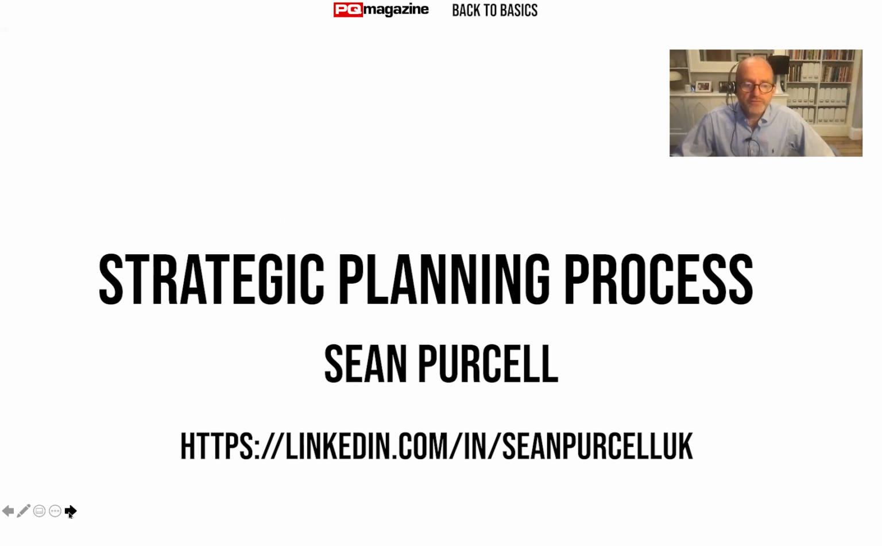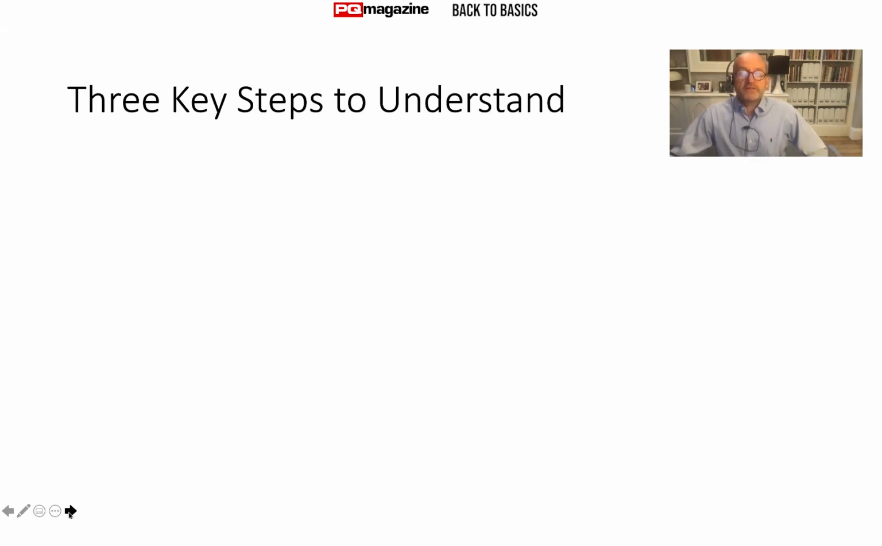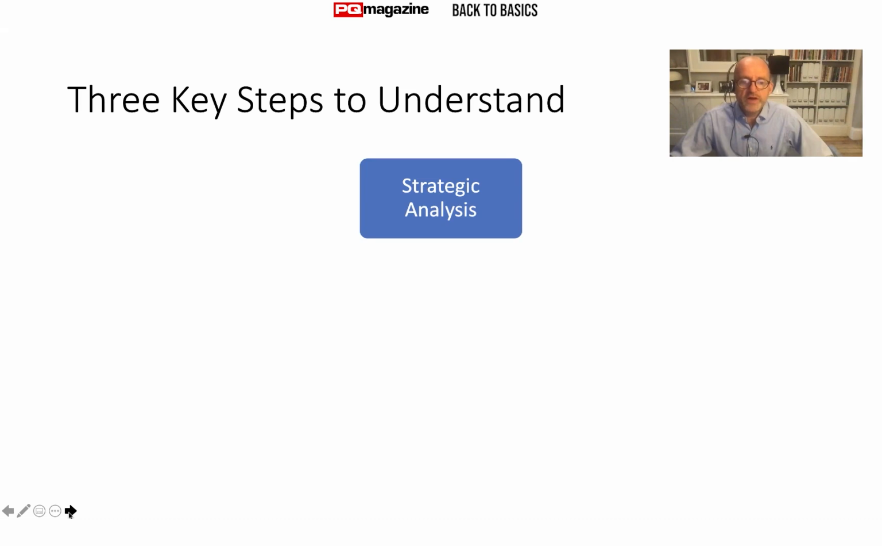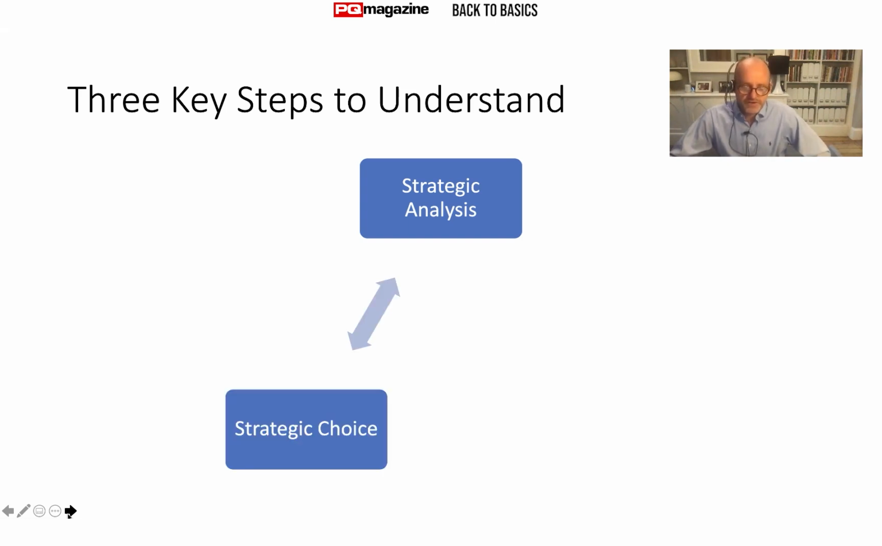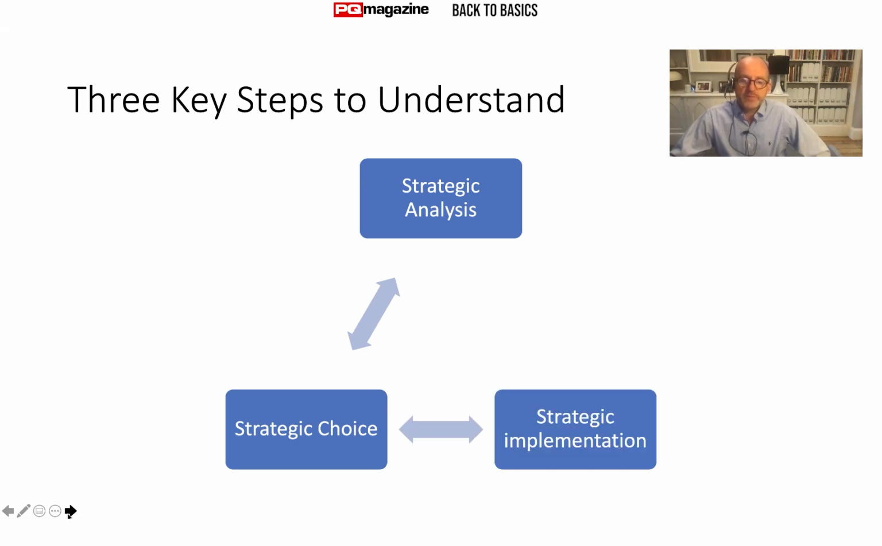So let's talk about strategic planning and the process that it involves. Essentially, there are three key steps that you need to understand. Firstly, we need to undertake strategic analysis. Having undertaken our strategic analysis, we think about some strategic choice, and then once having made our strategic choice, we think about strategic implementation. And I just complete the arrow there because strategy is a continuous process.